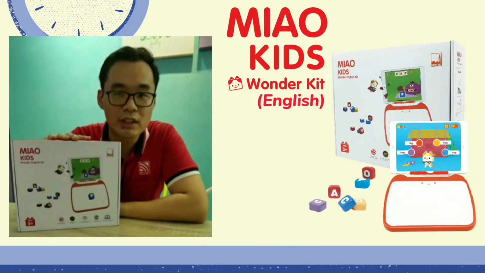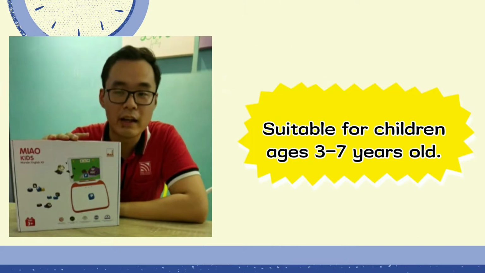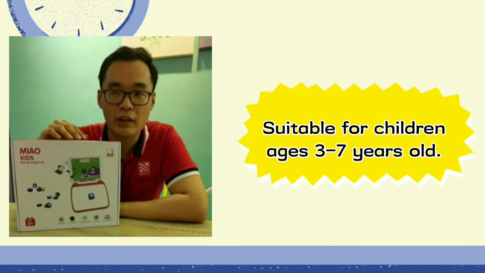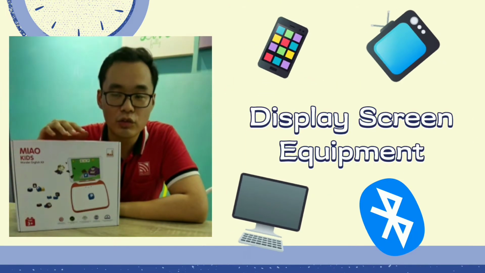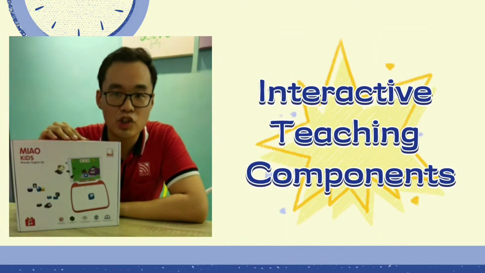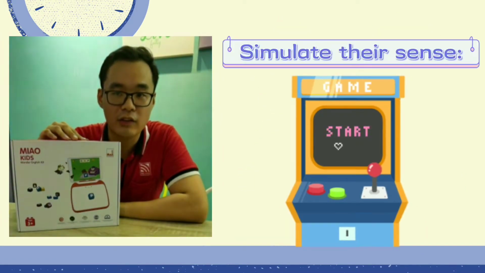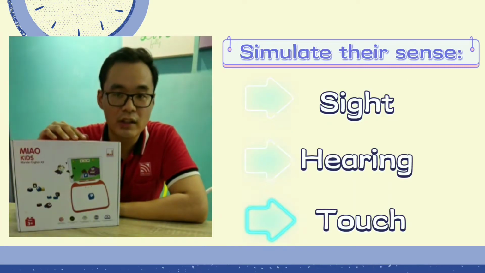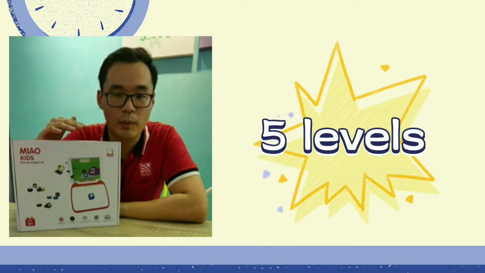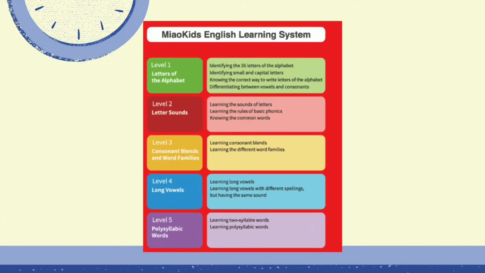This is an English Kids interactive phonics learning product, suitable for children from 3 years old until 7 years old. It uses screen equipment and interactive teaching components to let children learn while playing, to stimulate their sense of sight, hearing and touch. It comes with 5 levels, from level 1 to level 5.